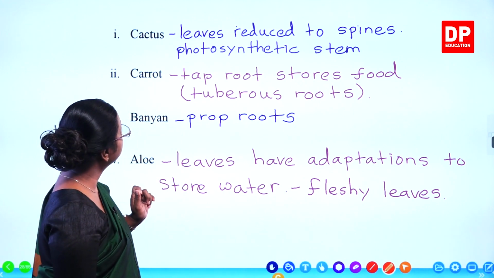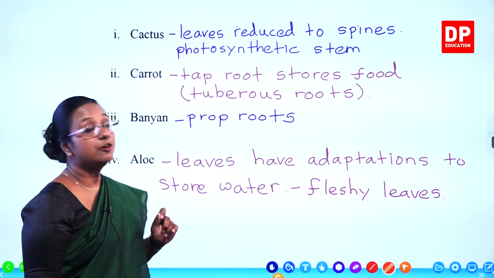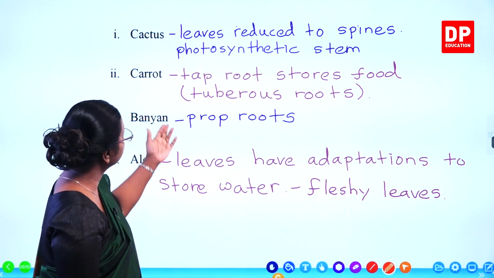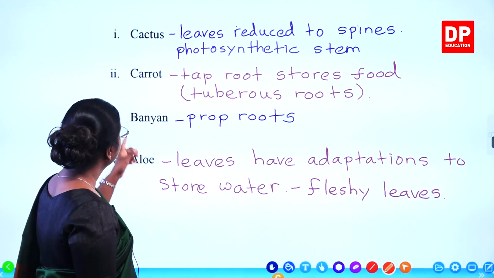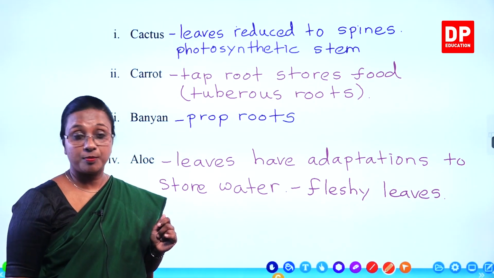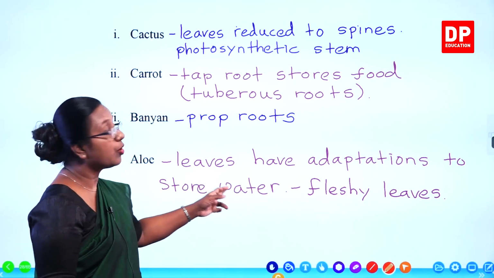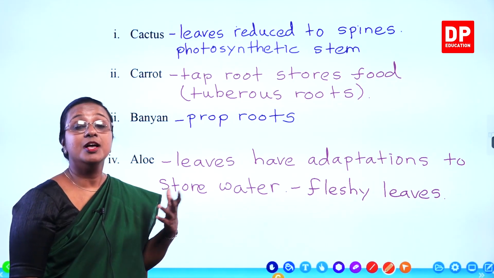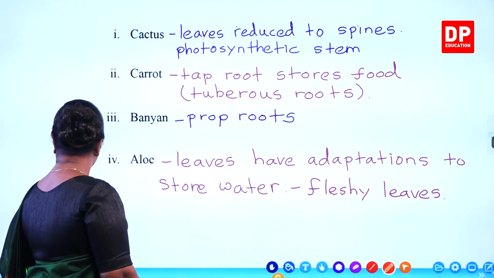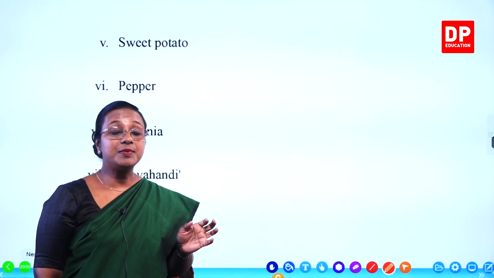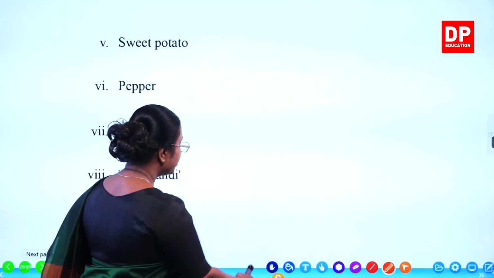Cactus, the leaves are reduced to spines and it is a photosynthetic stem. Carrot, they have taproot that stores food, so we call it a tuberous root. Then banyan has prop roots. And aloe has leaves that are adapted to store water and that is why the leaves become fleshy. Then I will move on to the next slide where we have sweet potato. Now what is the adaptation of sweet potato? This is also a tuberous root. Their food is stored in adventitious roots.